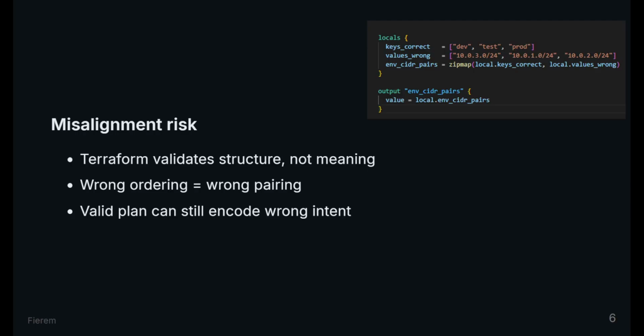In submarine operations, the checklist is not trusted just because every row is filled. We verify alignment between label, position, and expected state. With zipmap, treat list order the same way. A clean plan is not proof of a correct pairing.